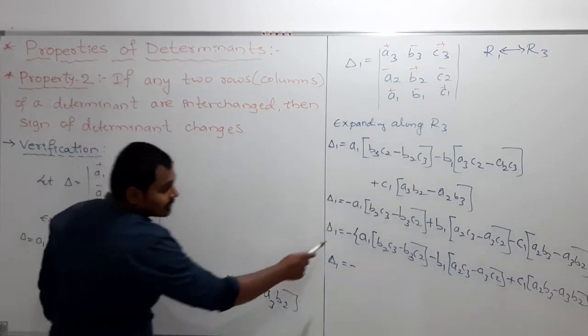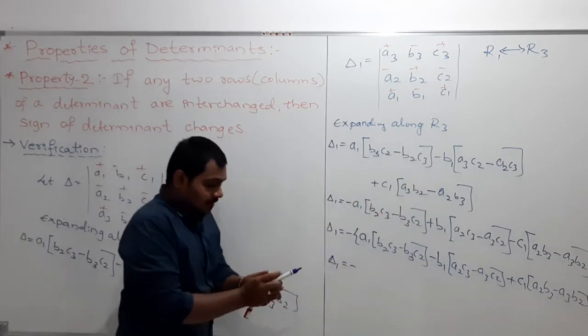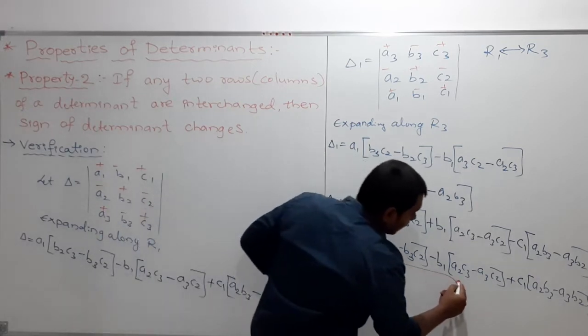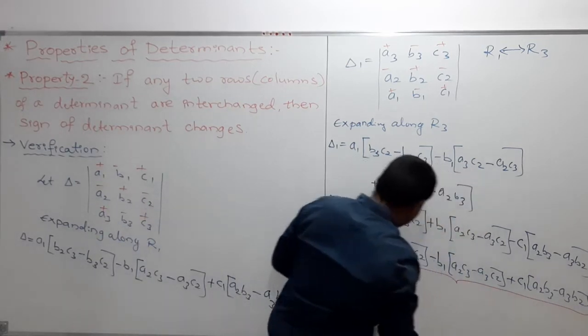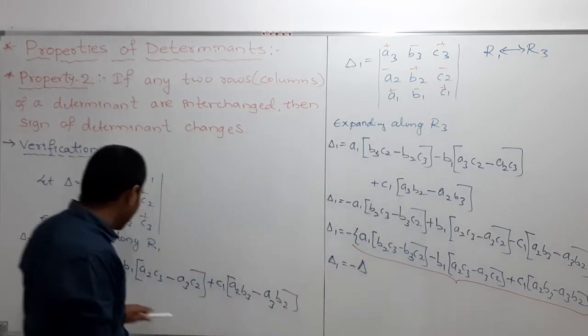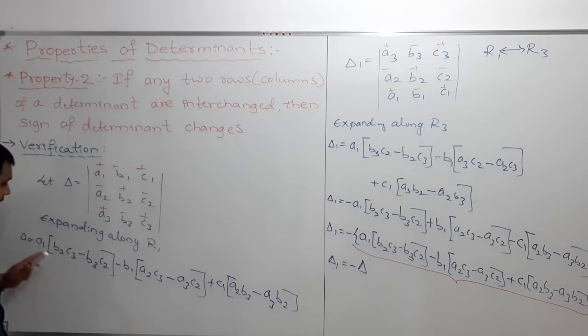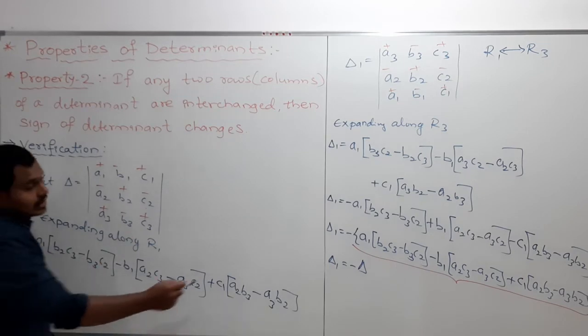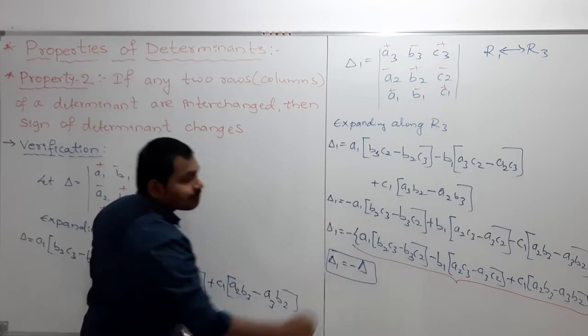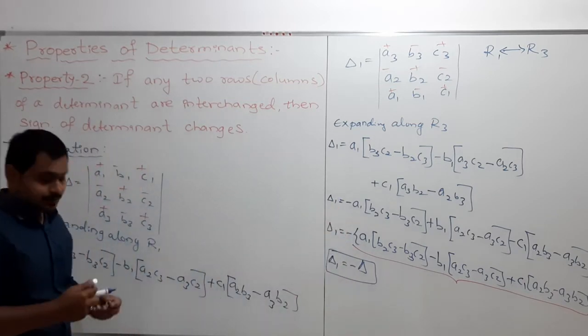So therefore this minus sign as it is. So this is nothing but this value. Can I substitute it as delta, because this value I have already calculated. Delta is nothing but this value. So therefore delta 1 is equal to minus delta. I hope you understood.